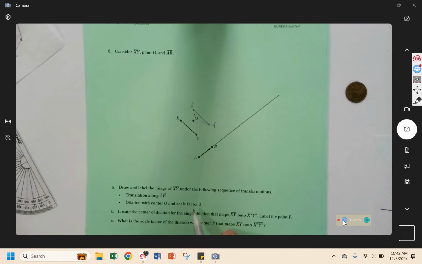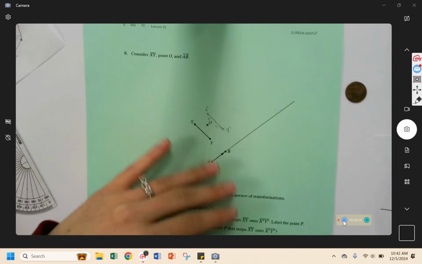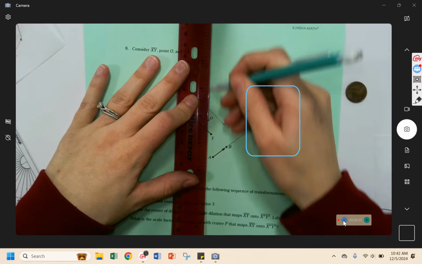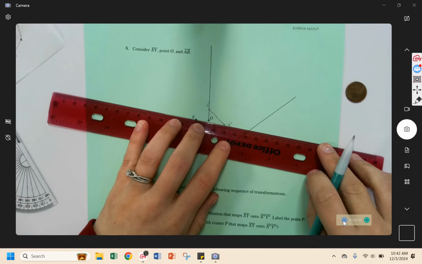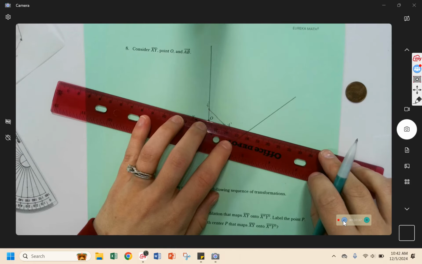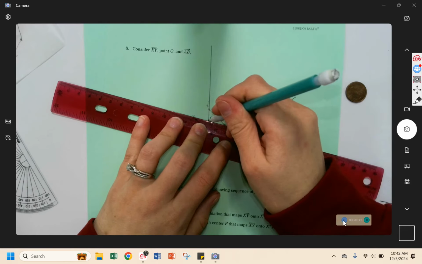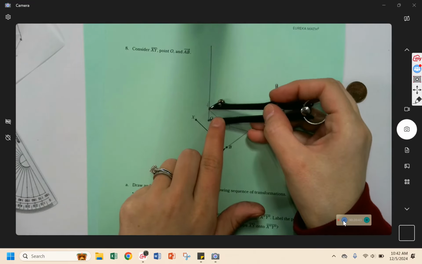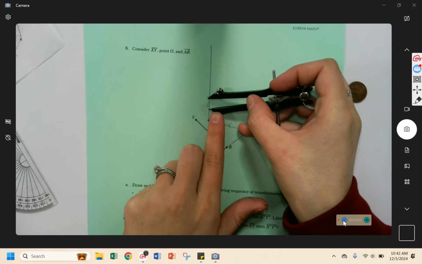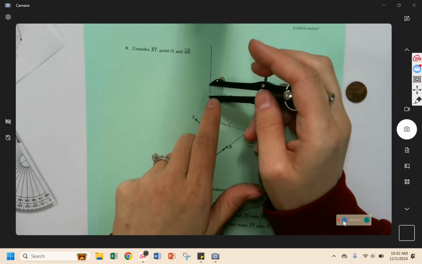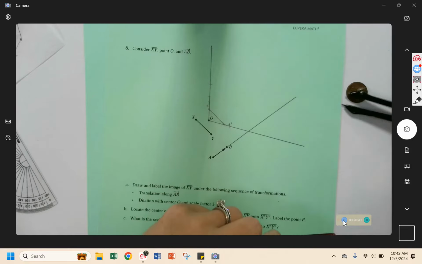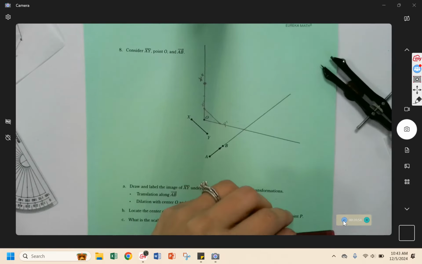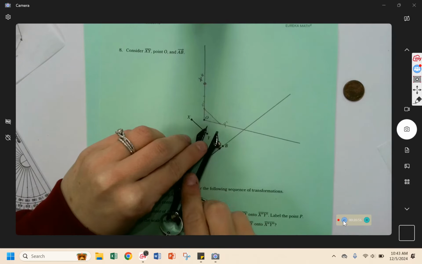Then dilate from O using a scale factor of 3. So we're going to draw lines connecting O and X prime, O and Y prime. Grab your compass, open it from O to X. 1, 2, 3. This will be X double prime. Then working with Y.